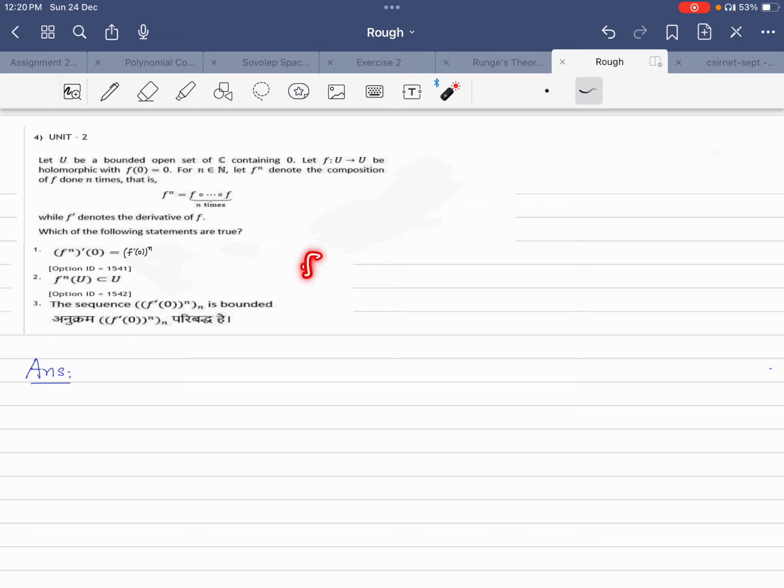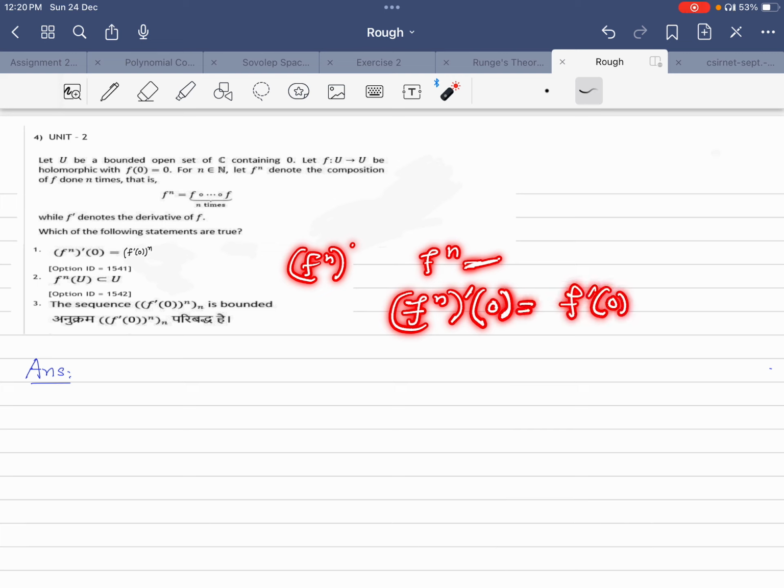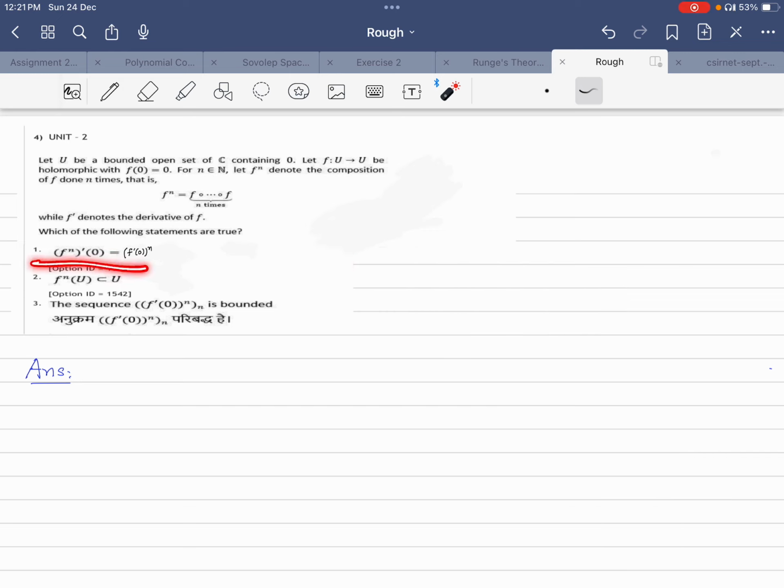The first option is f to the power n, which is itself a function. If we take the derivative of f to the n and find the derivative at 0, that is equal to f prime of 0 to the power n. That is a complex number. Here the n in the exponent is a power, but in f to the power n the n is composition. That is the difference. So that is the first option.